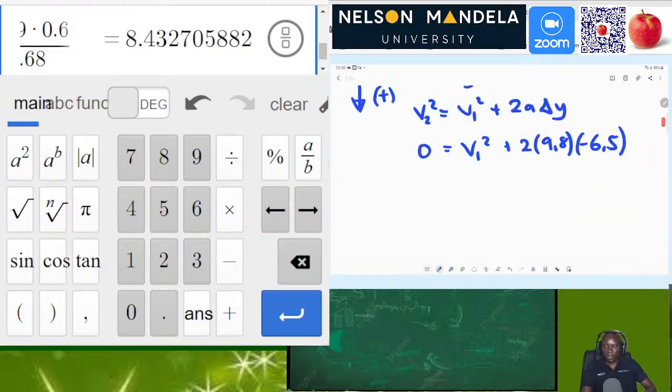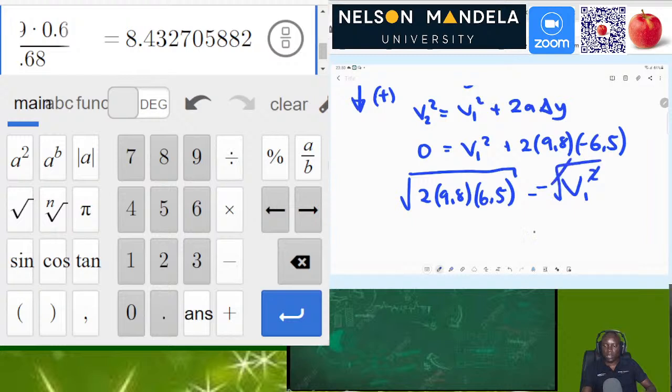This is cool because it means we're just finding the root of 2 times 9.8 times 6.5. So if we take this whole thing to the other side, it's positive, and V1 squared remains there, positive. If we take the square root, then we only have V1.